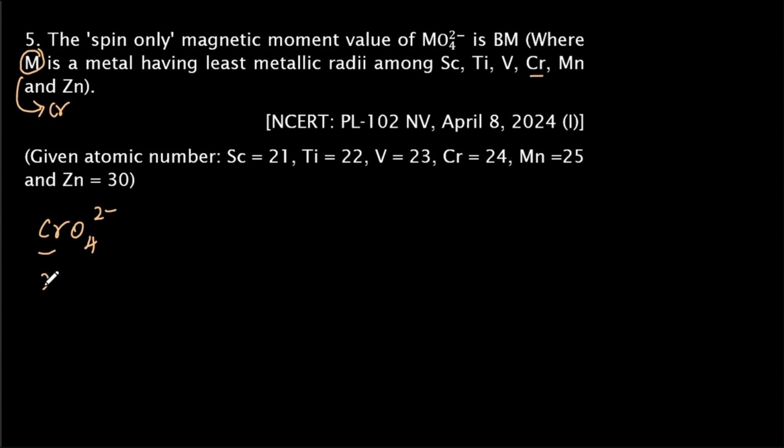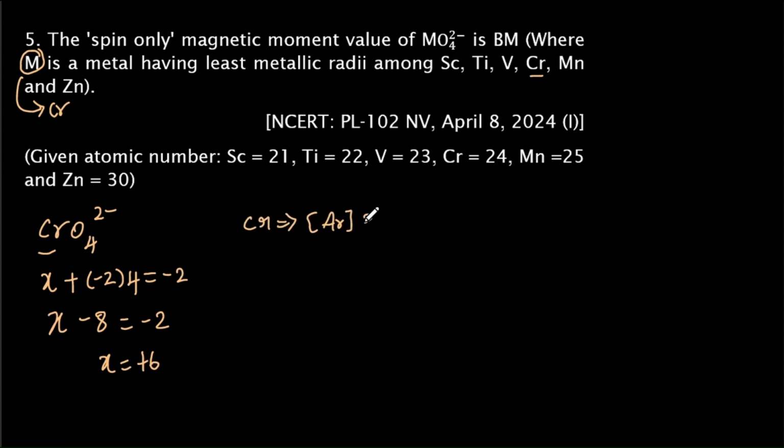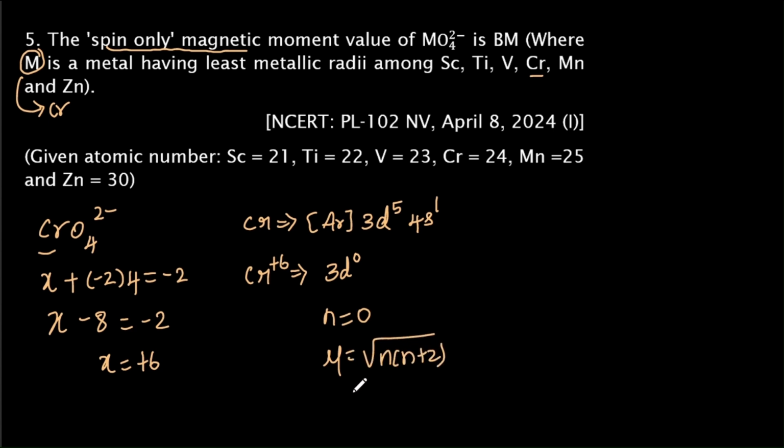So let us find the charge of the metal. Let us keep chromium as X, and we know that the oxidation state of oxygen is -2 and 4 oxygen atoms are there, equal to the overall charge of -2. So X minus 8 equals -2, X equals +6. What is the configuration of chromium? Core argon configuration 3d5 4s1. Totally 6 electrons are there, and chromium is in the +6 oxidation state, so all the electrons are lost. So 3d0 configuration, there are no unpaired electrons. So n equals 0, and the formula of spin only magnetic moment mu equals root of n into n plus 2. Here n value is 0, so mu equals 0. So 0 is the answer.